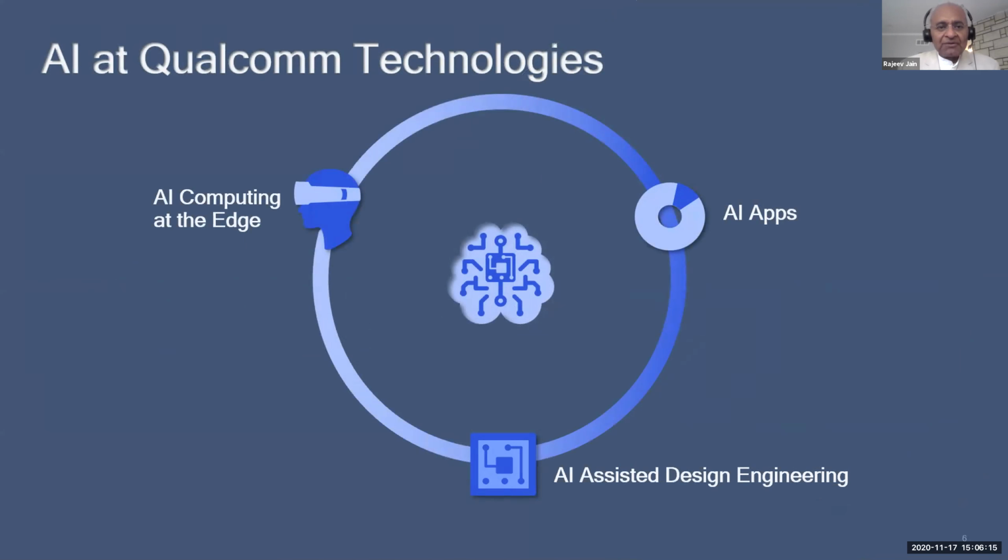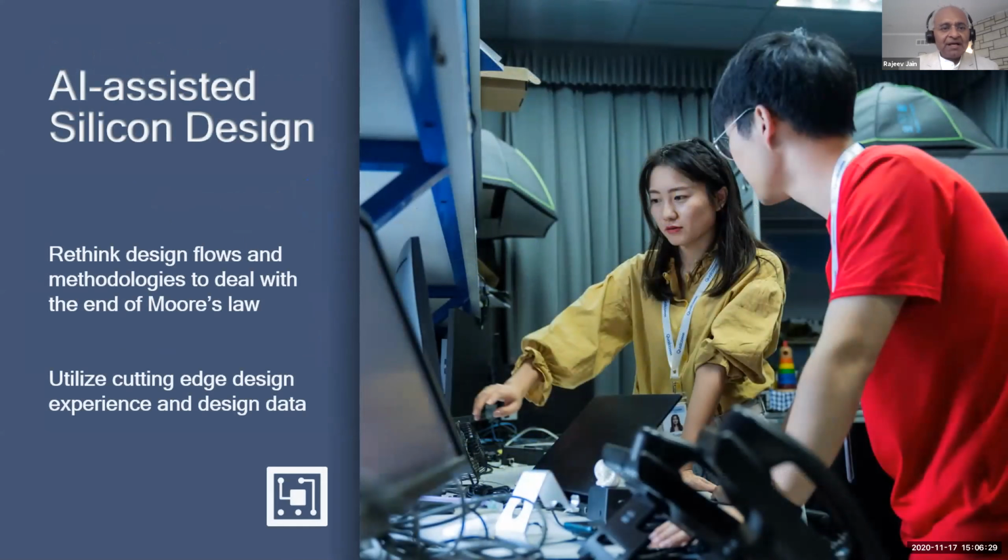At a bird's eye view, there's, of course, investments in artificial intelligence and machine learning in many different areas in Qualcomm. The one that we'll focus on today is in AI-assisted design engineering. And the exploration in AI-assisted silicon design largely comes from two factors. One, as we near the end of Moore's law, Pankaj and his team and many of us are rethinking the design flows and methodologies as to how do we deal with this. The second, equally important factor influencing our thinking is how do we utilize the cutting edge design experience.